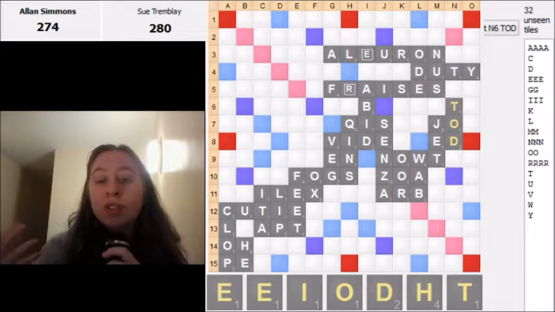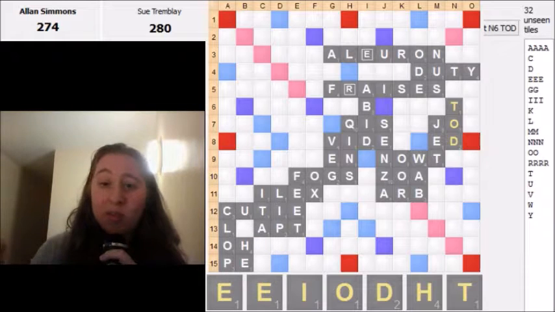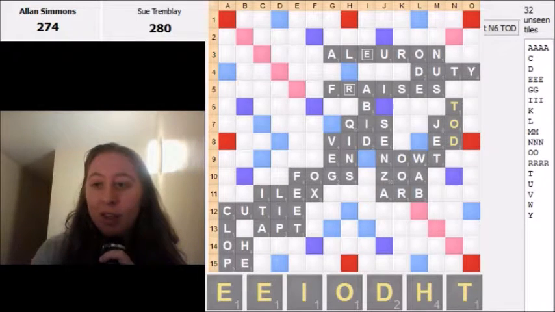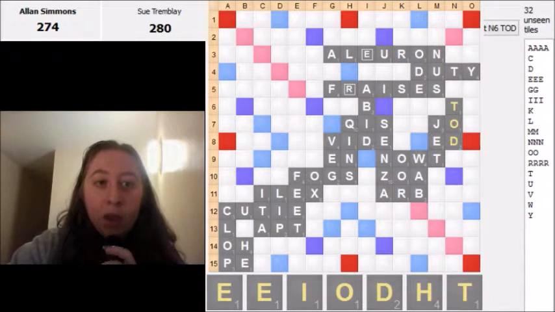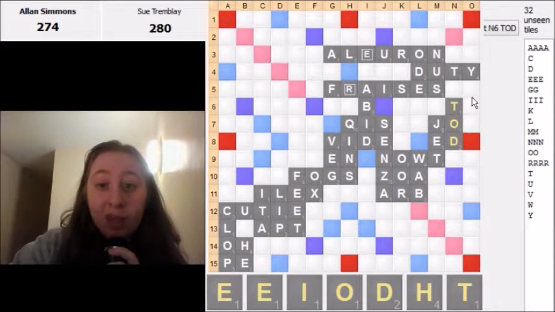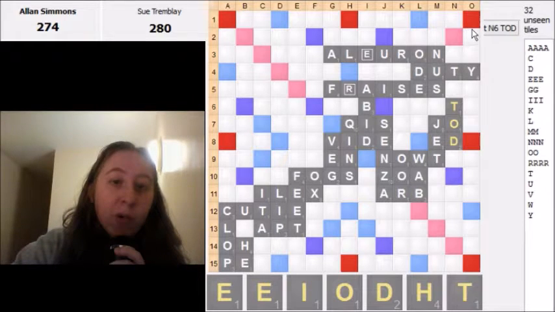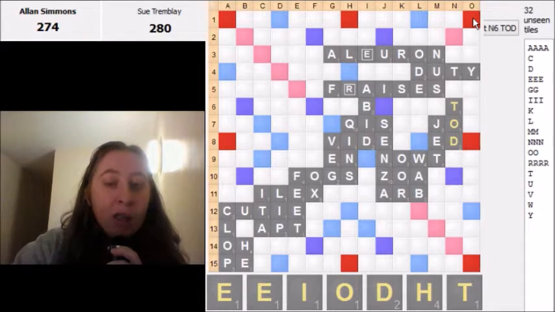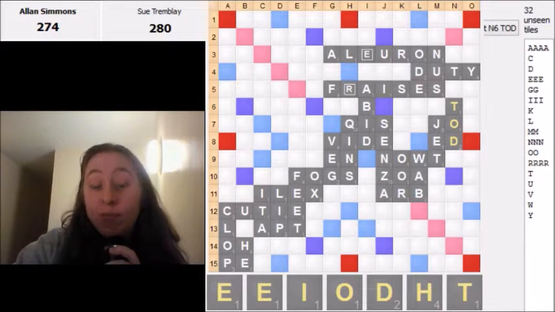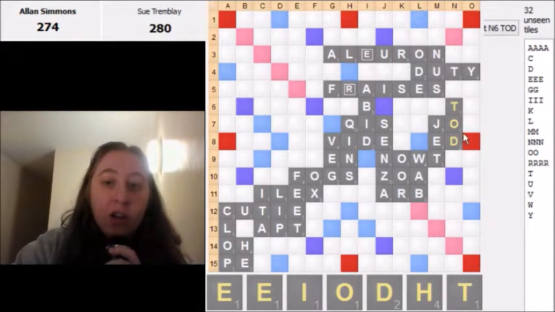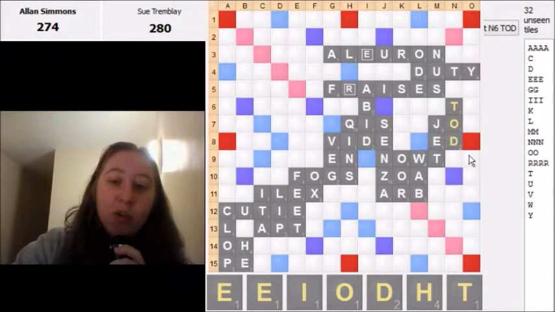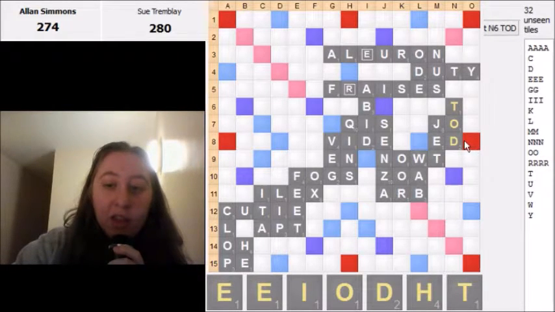Not all setups are gonna be blockable. Sometimes you'll have a setup that isn't blockable, and if you do, that's really, really, really lucky. But what Alan probably weighed up here is his risk of playing Todd and sacrificing an extra 12 points for a play of they, and the reward he would get, provided that Sue left it alone, would be a potentially humongous H play down column O.